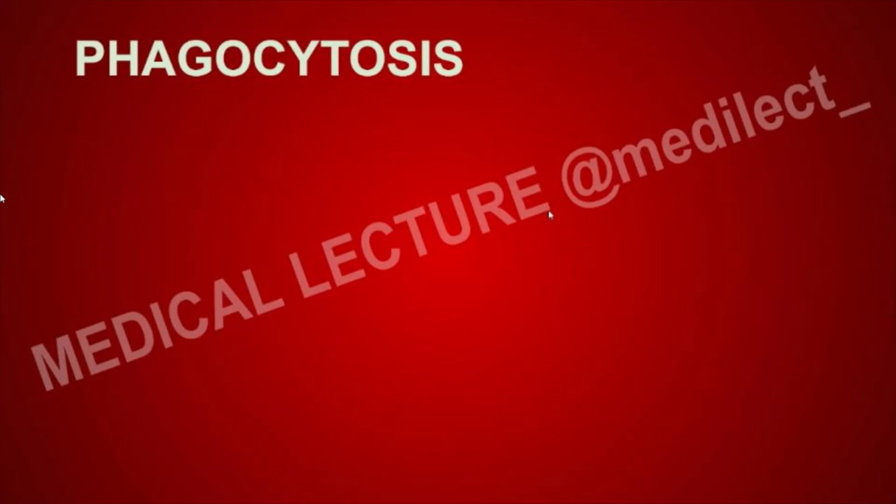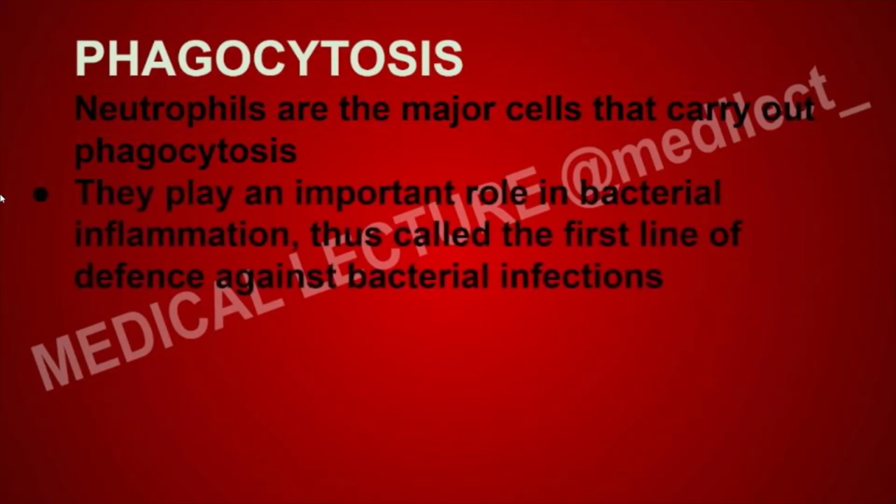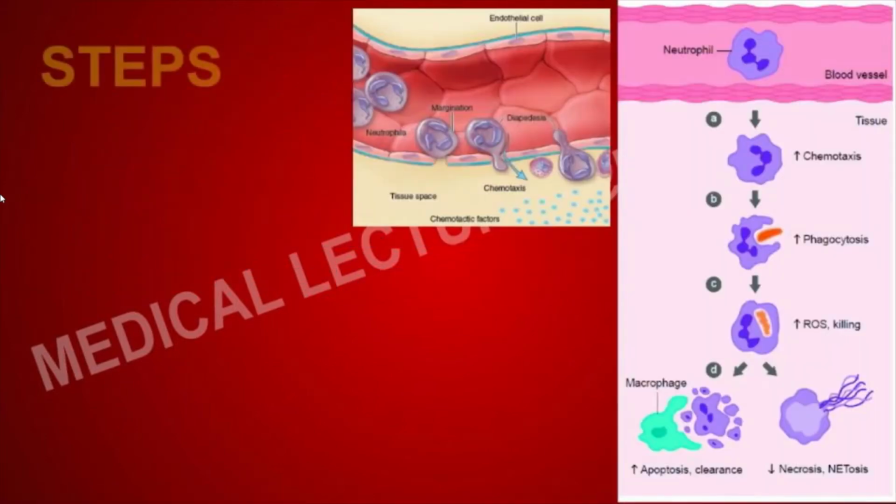Now, phagocytosis. The WBCs act as the important defense mechanism, and they cause phagocytosis to occur. Neutrophils are the major cells that carry out the phagocytosis process, and they play an important role in bacterial inflammation, thus called the first line of defense against bacterial infection. Very important.